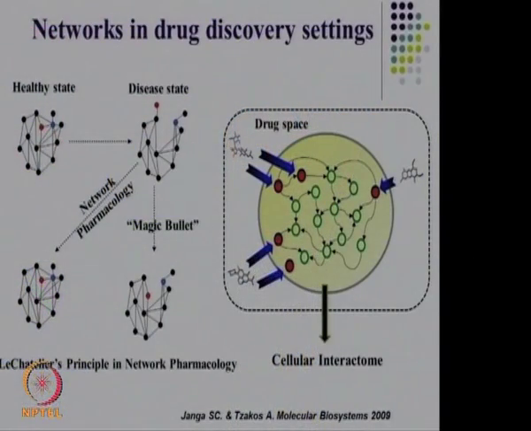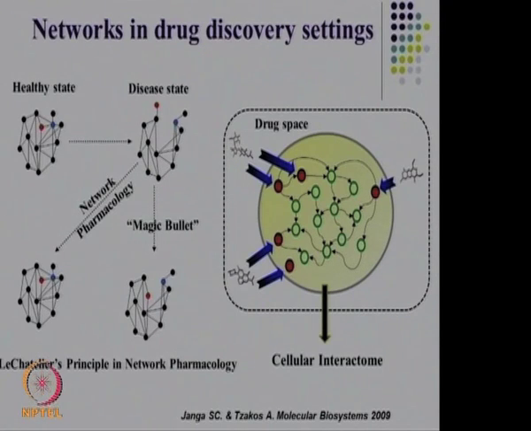Let's represent the healthy state of an individual with a network of interactions shown in this figure on the left. Now, a disease state could be studied as a perturbation of such a network where some of these nodes are not properly connected compared to the healthy state. Now, according to the idea of Paul Ehrlich and others, the magic bullet approach suggests that the conversion of disease state to the healthy state should involve one, or most likely one particular drug, which is non-promiscuous and specific to a particular drug target, so that you have minimal off-target effects.